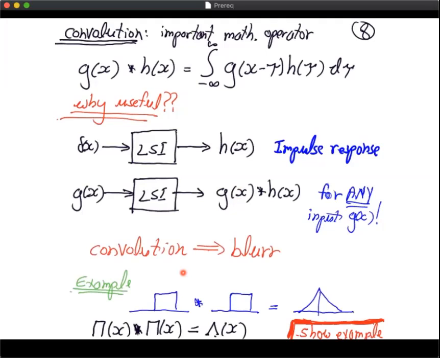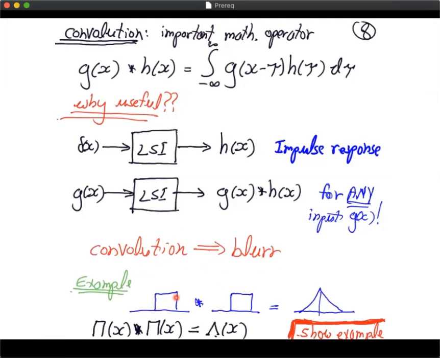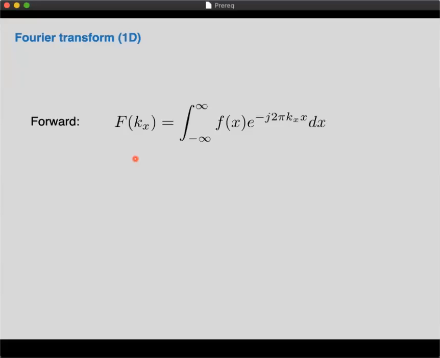Now, I did mention that convolution is generally a blur. It could make things sharper if it's a high pass filter, but it's generally a blur. For example, if you have a rect function convolved with a rect function, it's going to be spread twice as much. If this is a width of 1 and this is a width of 1, then that function is going to spread into a width of 2, which is pretty much what a triangle is. So that is the convolution.